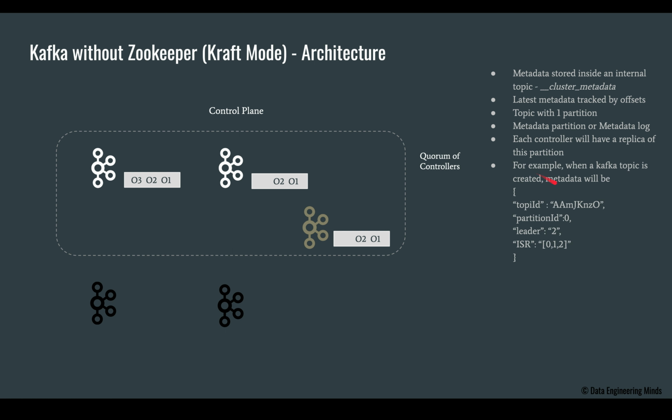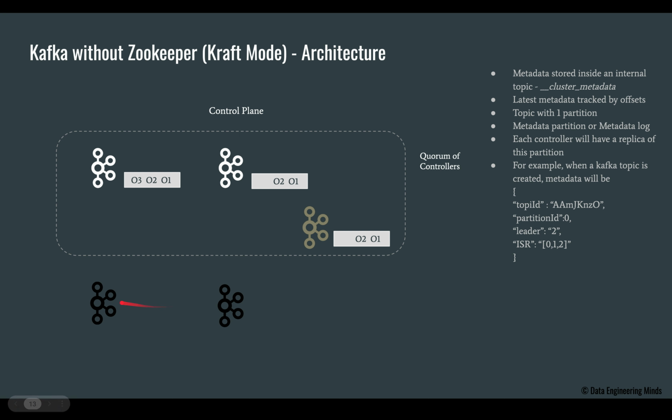Now let's see what a metadata record that we are going to store inside this metadata topic will look like. For example, if we are creating a Kafka application topic, then the metadata for this topic creation will contain the topic ID, that is the ID of the topic that we are creating. And if we are creating this topic with only one partition, then the metadata will also contain the partition ID, which will be 0. And if we are creating three replicas for this partition, since we have three nodes acting as brokers, let's imagine that the ID of this broker is 0, this broker is 1, and this broker is 2.